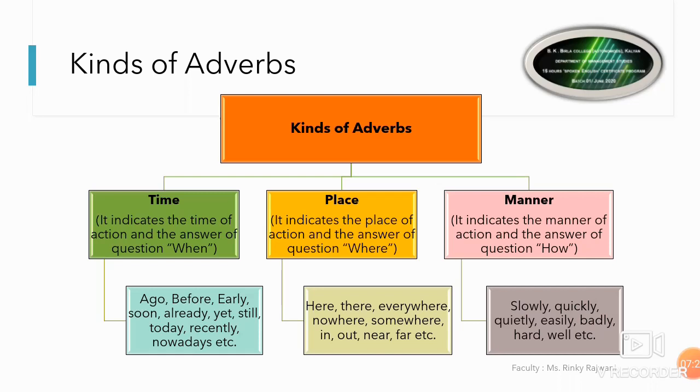Here also we will see three kinds of adverbs. The very first one is time. This indicates the time of action and it answers the question when. When will you go there? As soon as possible I'll go. Such kinds of answers. When are you going to come here?